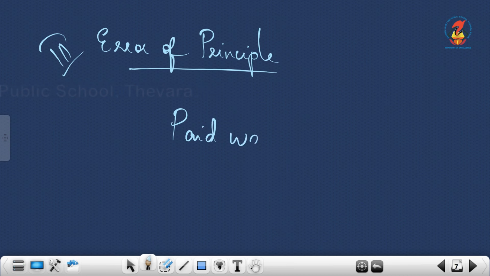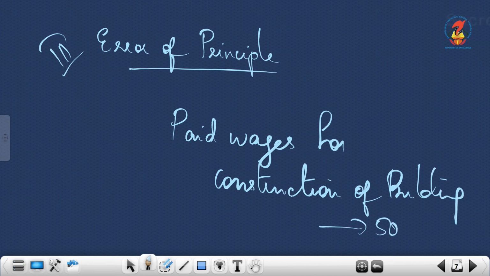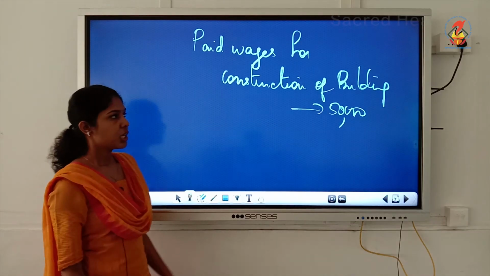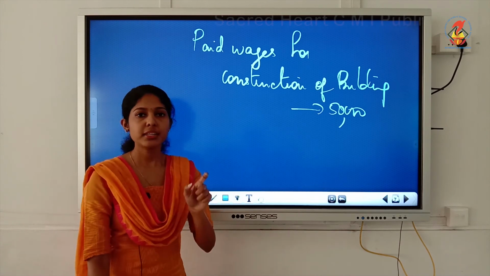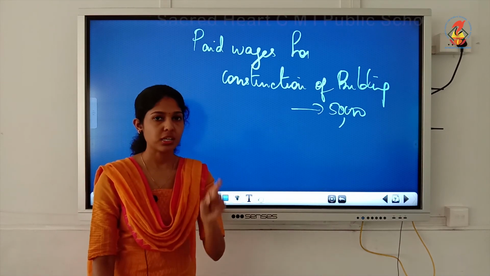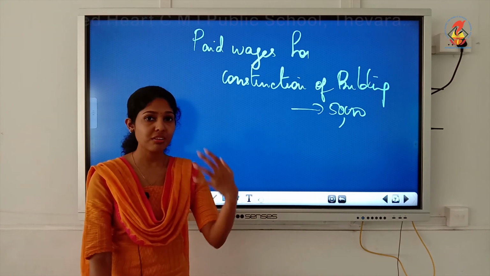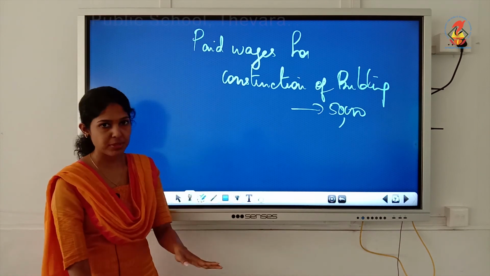paid wages for construction of building. Amount is 50,000. What will be the journal entry for this transaction? You paid wages, but it is for the construction of building, which means it is a capital expenditure. Expenditure incurred on purchase or renovation of fixed assets is called capital expenditure. So, this is a capital expenditure.